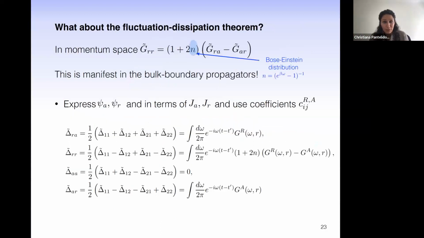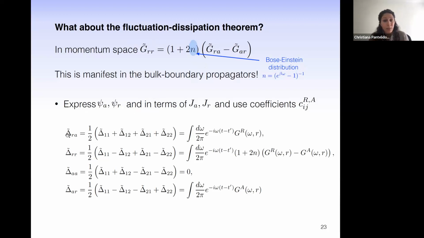And the second thing we got for free is my answer to a question at the very beginning of the talk about the fluctuation dissipation theorem. So at the level of 2-point functions in momentum space, the fluctuation dissipation theorem looks something like this. It says that the symmetric 2-point function is given by the retarded and advanced one in this way, where n is the Bose-Einstein distribution. And we essentially showed, which we got for free, that this relation is manifest in the bulk to boundary propagators.